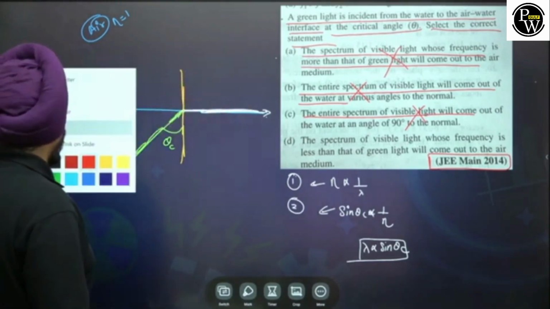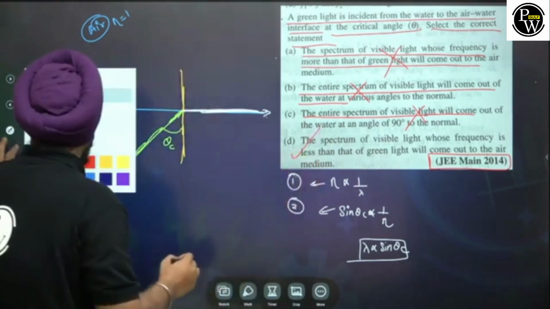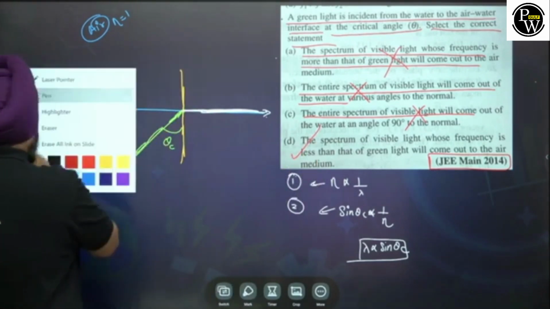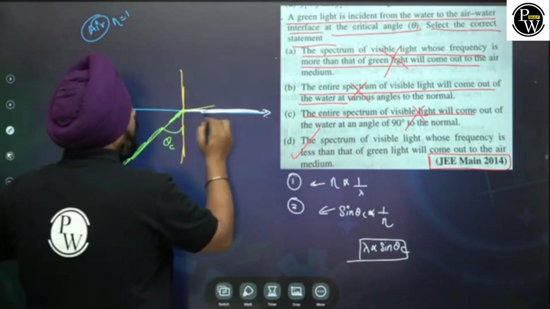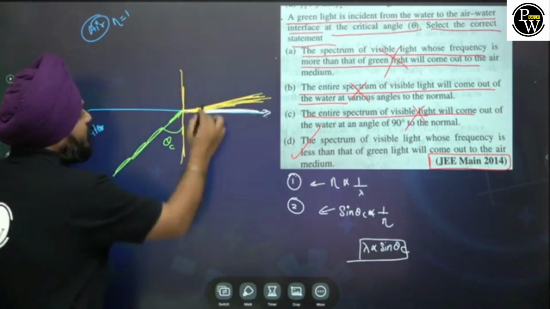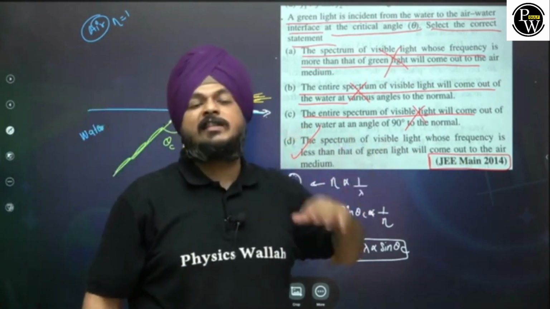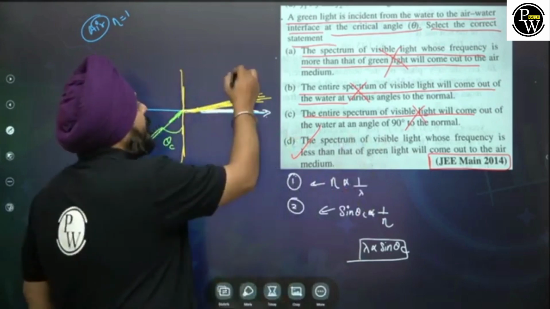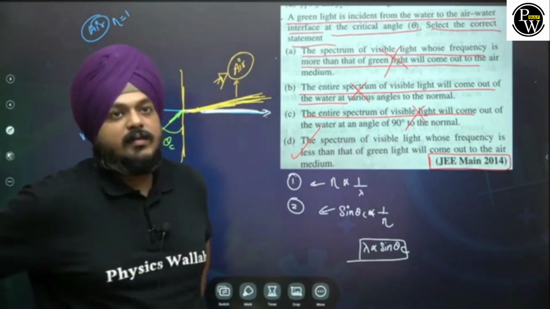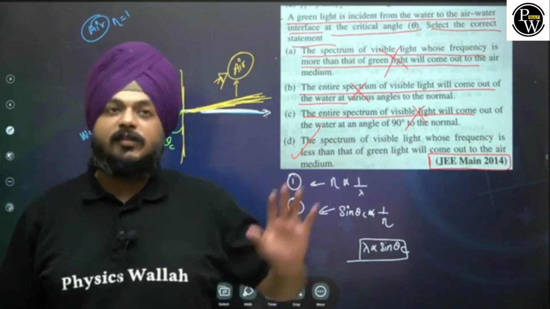And the final thing, that is D, will be the perfect answer, whose frequency is less than green. Whatever light is coming out, whose frequency is less than green, will come out. Some of the rays will exit in this way. Some of the rays are going to try to graze the medium and some of the rays will be into the air. So this is the actual situation.